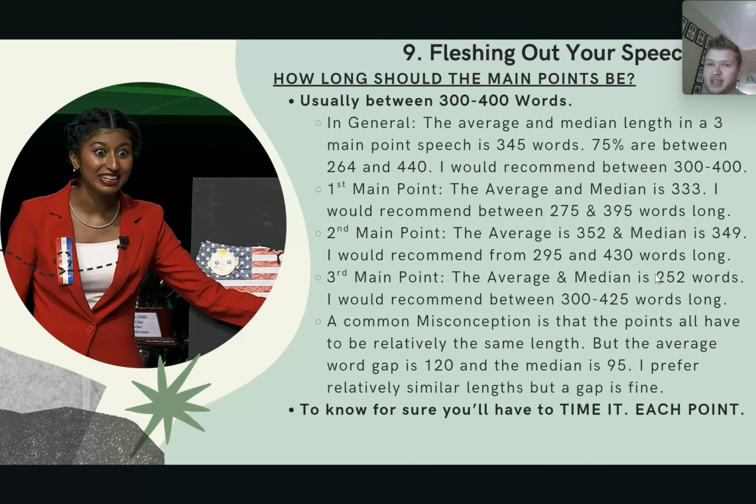But I used to think, and personally I still feel, like your 3 main points should probably be about the same length, right? Well, according to the speeches that are in NSDA finals, no. They don't have to all be the same length. The average gap between a speech's longest point and shortest point was 120 words, and the median was 95. There were about 15% of speeches in finals where their longest point was more than twice as long as their shortest point, which I'm not a huge fan of as a judge, and I think there's plenty of other judges who feel that way, but you don't have to make sure that each of your main points is within like 5 words of each other.